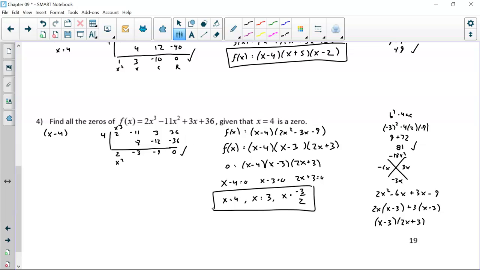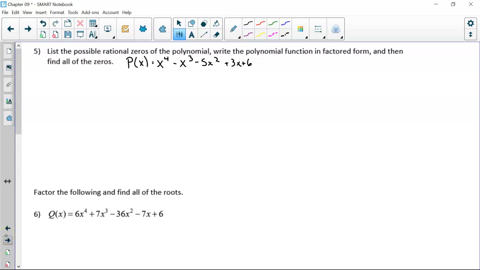Now let's try another one. For number 5, p of x equals x to the fourth minus x cubed minus 5x squared plus 3x plus 6. Now it says list the possible rational zeros.